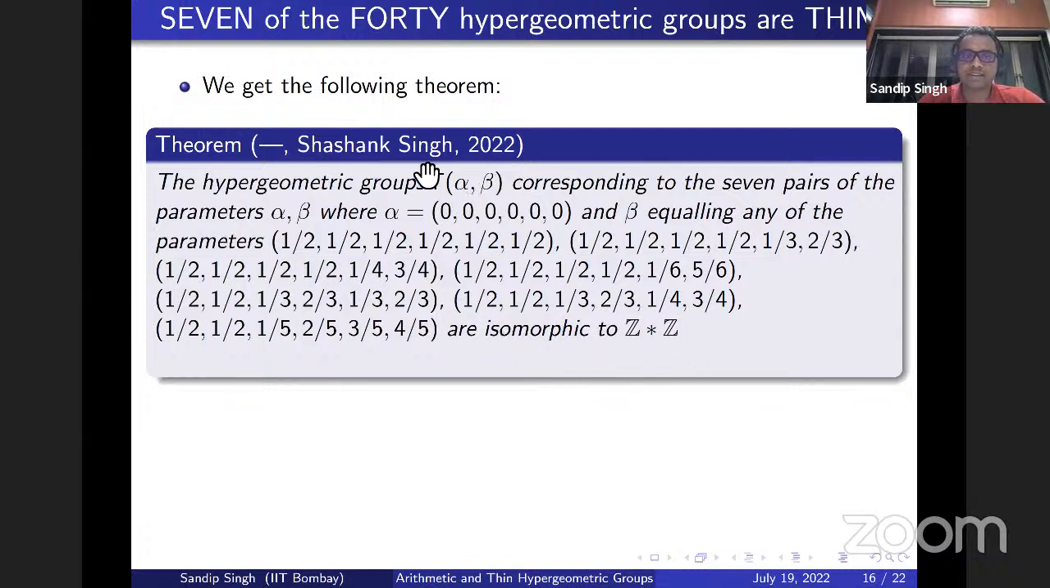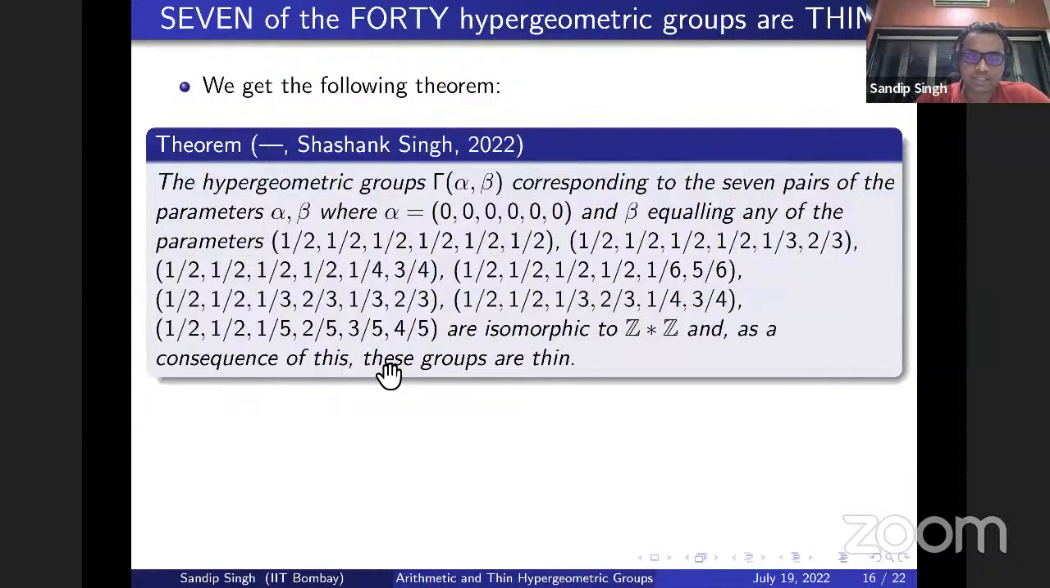So basically we get that the gamma FG corresponding to alpha beta, where alpha is 0, 0, 0 and beta is any one of the 7 tuples, the corresponding hypergeometric group is a free group. In fact, it is isomorphic to Z star Z. And as a consequence of this, we get that these groups are thin.